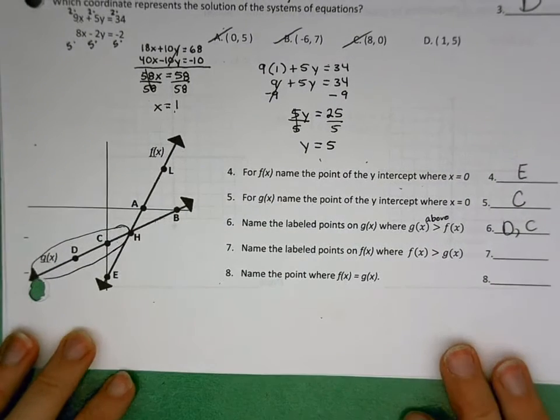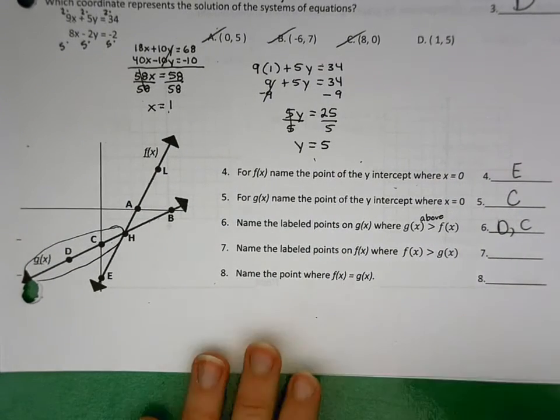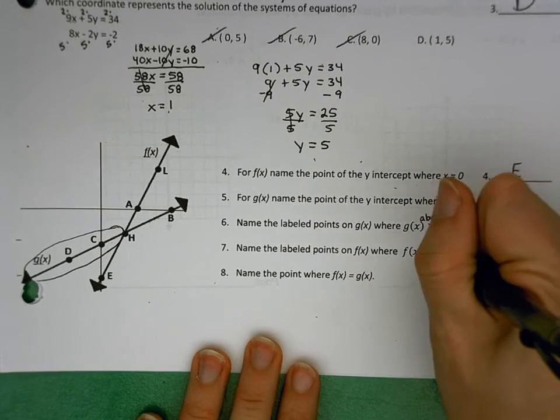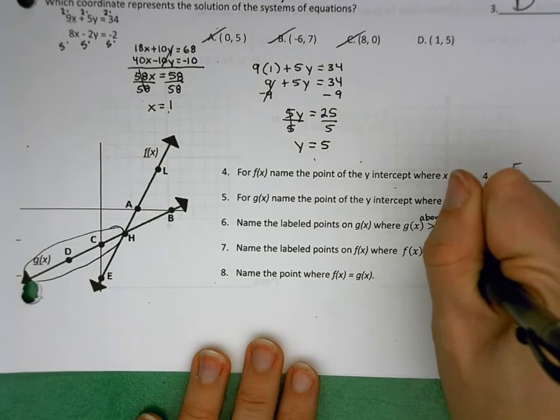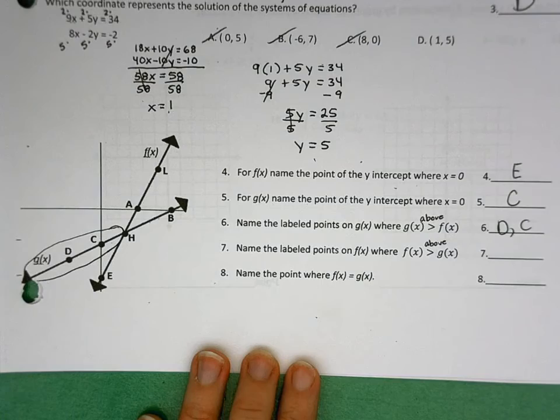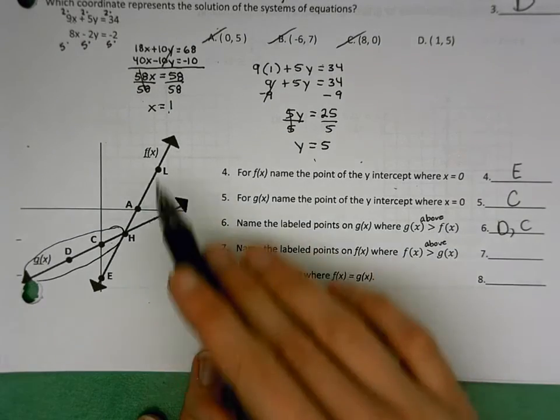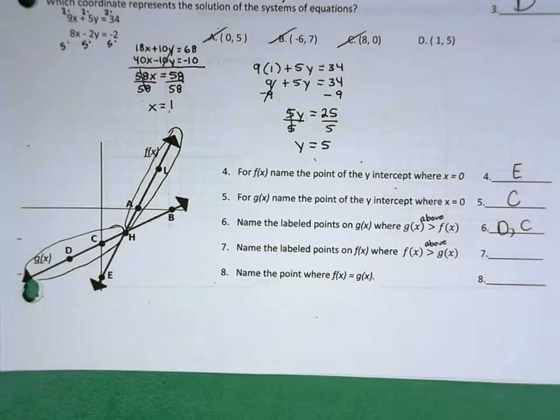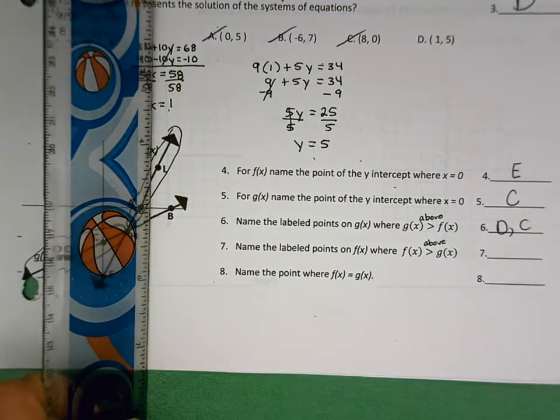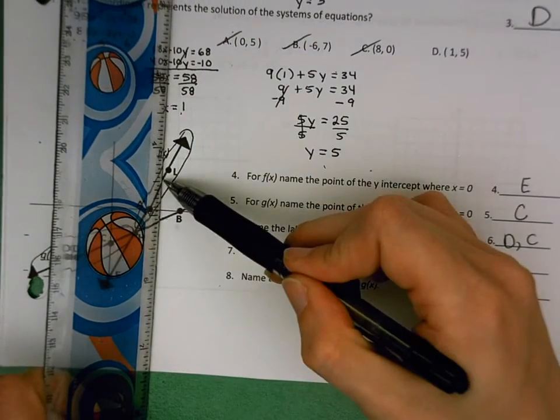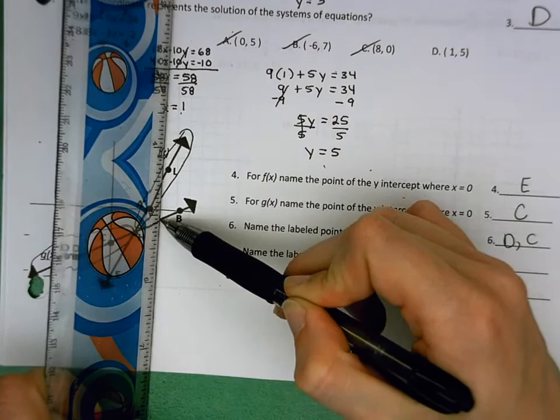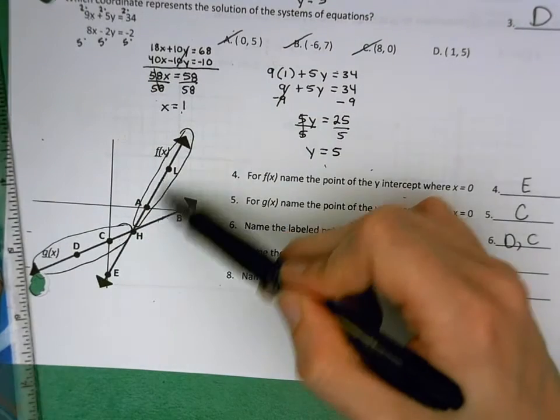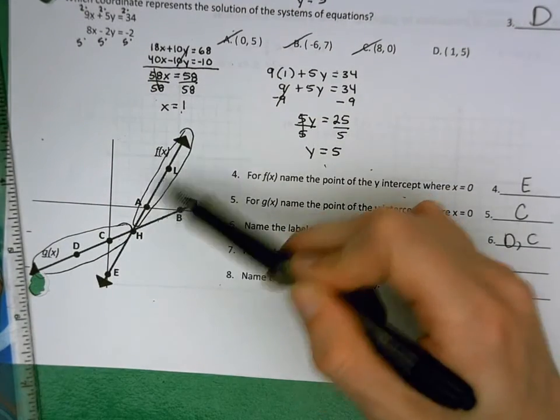The next one, name the labeled points on f of x where f of x is above g of x. Well, f of x is above g of x over here, right? We just tested that on this section of the line, because when I put my little testing line here, I notice f of x is above g of x. Okay, and so what's on this portion? Well, I've got A and I've got L.